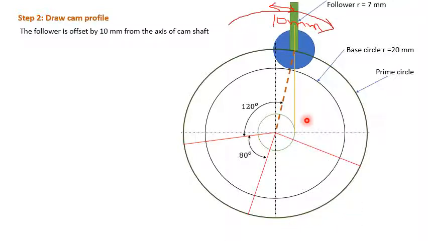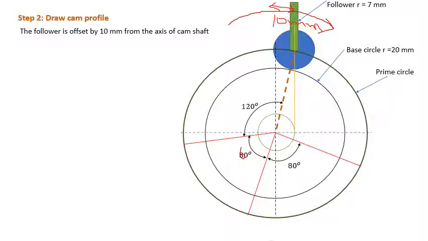So next one is the return stroke, which is, sorry, here the first dwell angle is 60 degree, a small correction. The return stroke is 80 degree, and the remaining is the second dwell, so there is no need to represent the second dwell value.